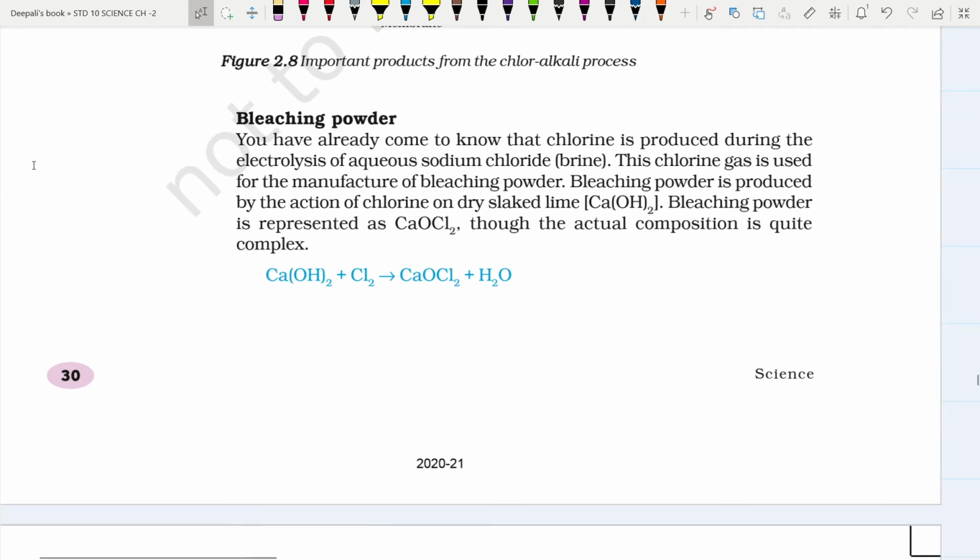Next, let us see how bleaching powder is prepared. You have already come to know that chlorine is the product during electrolysis of aqueous sodium chloride brine. This chlorine gas is used for manufacturing of bleaching powder. Bleaching powder is generally used for whitening clothes or removing the dye color of the clothes. Bleaching powder is produced by the action of chlorine on dry slaked lime, that is Ca(OH)2. Bleaching powder is represented as CaOCl2, though the actual composition is quite complex.